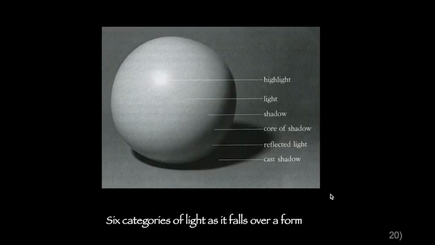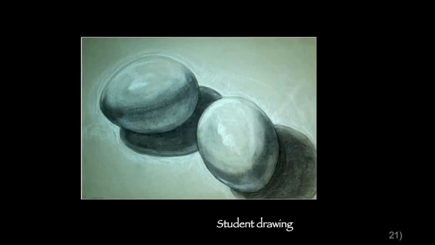So as we continue with value, we're going to take a close look at the 6 categories of light as it falls over a form. These include highlight, light, shadow, core of shadow, reflective light, and cast shadow. These 6 categories are really very important to realistically develop and depict form in a drawing. So you can see here, this student has used that reflective light, which I find to be really the most important key when trying to show form in a drawing.